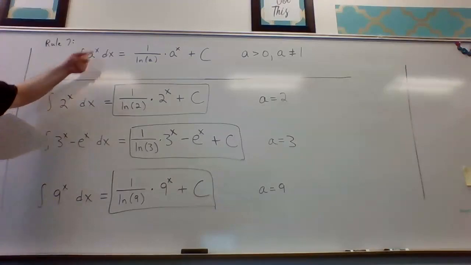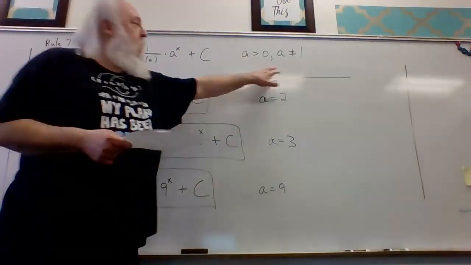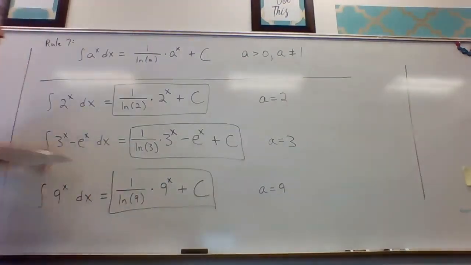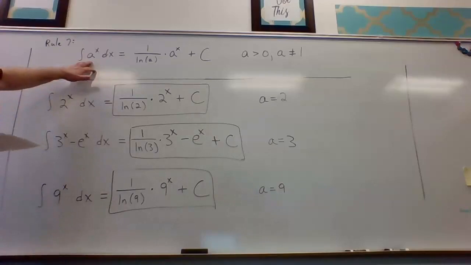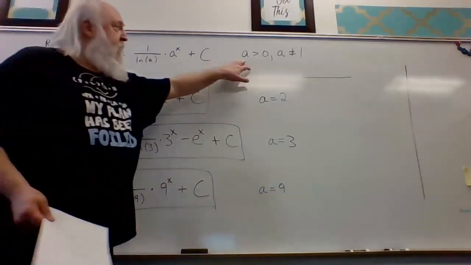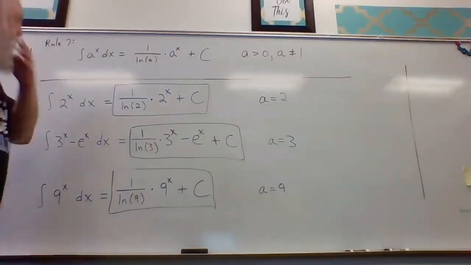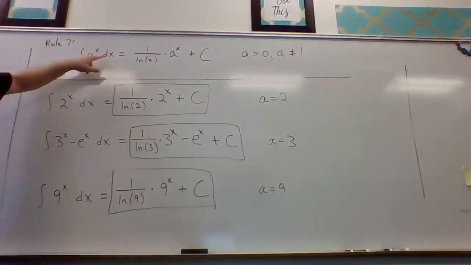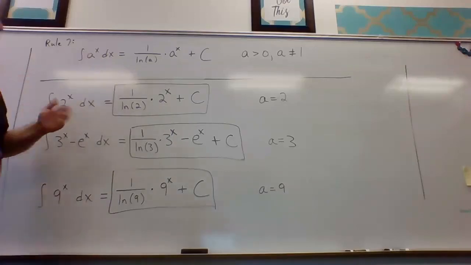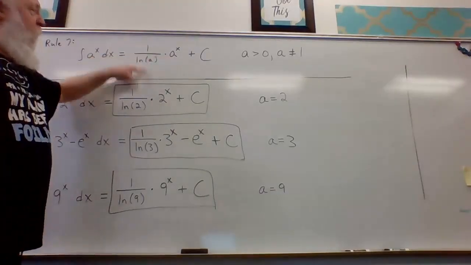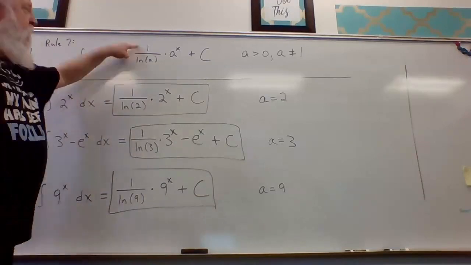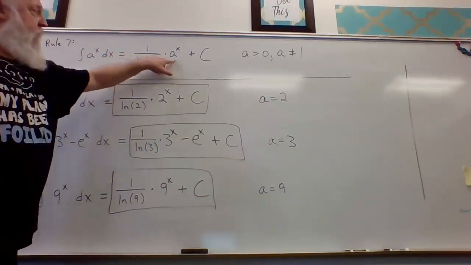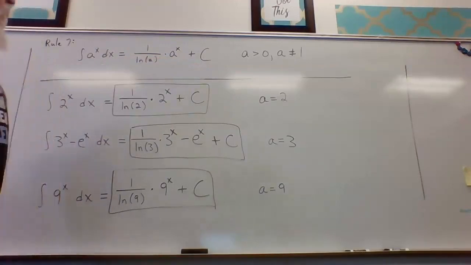Now we're going to find the antiderivative of a to the x, okay, where a is any positive real number not equal to 1. So we're finding the antiderivative of exponential functions of any base. And for an exponential function to be an exponential function, the base a has to be positive and not equal to 1. So the antiderivative of a to the x with respect to x is not just a to the x. It's a to the x times 1 over the natural log of a. So the antiderivative of a to the x with respect to x is 1 over the natural log of a times a to the x plus an arbitrary constant c.